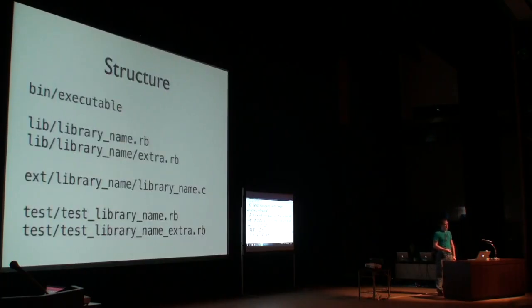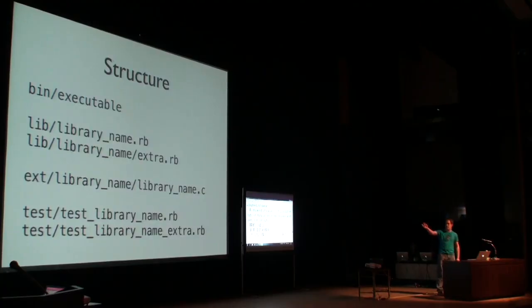For the structure of the files, executables go in bin. The file to require follows the library name. All the extra files go in a subdirectory with the same name. I put the extension in a subdirectory as well, so that I can have a smaller part in C and a larger part in Ruby. And you should have a test for every class that you have. I put test underscore in front so that it's easier for me to tab complete in Vim, and it also matches the way autotest works out of the box.